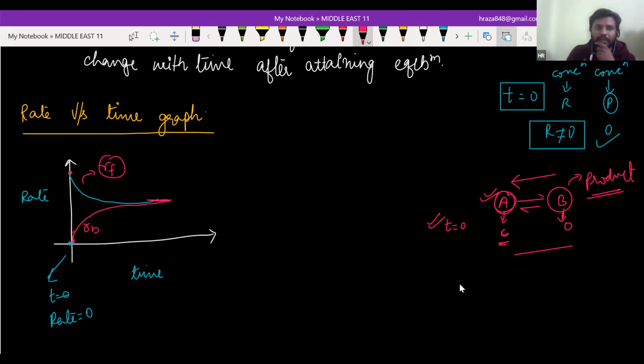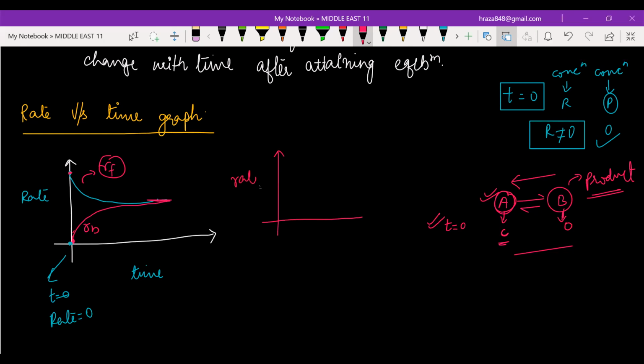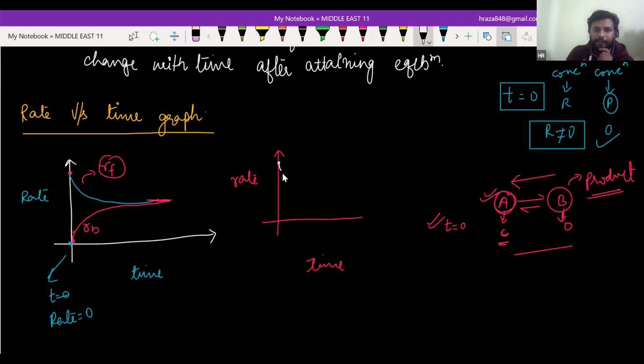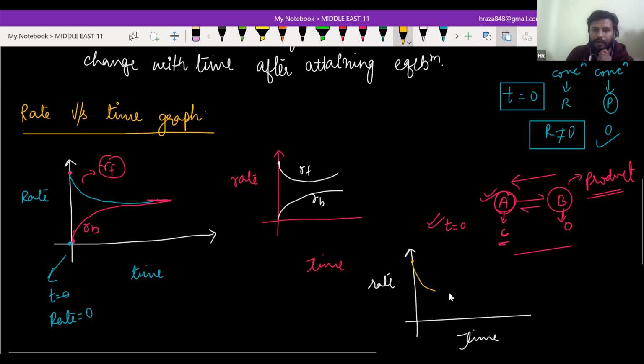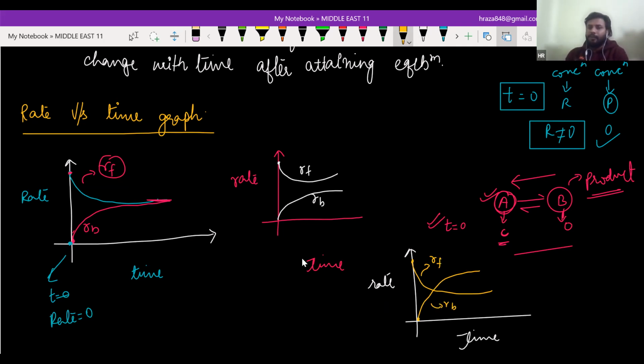Okay. So this is the first graph, and I'm going to take another graph, rate versus time. Let me know which one is correct. This is rate of forward and this is rate of backward. I'm going to take another example, another graph. This is time and this is rate versus time. I'm going to plot a graph like this and like this. This is rate of forward and this is rate of backward. Tell me which graph correctly represents equilibrium.